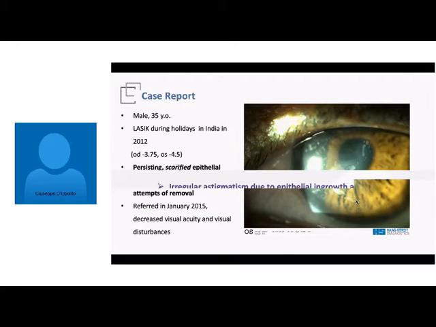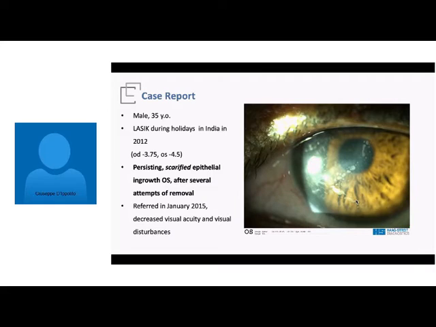It is a very special case. So, LASIK during holidays in India in 2012. He's almost emmetropic on his sphere, 3.75 right eye, 4.5 left eye, and this is the left eye. And after several attempts of removal, we had retreatment which caused the persistent scarified epithelial ingrowth in the left eye, and after several attempts of removal, it just persisted.